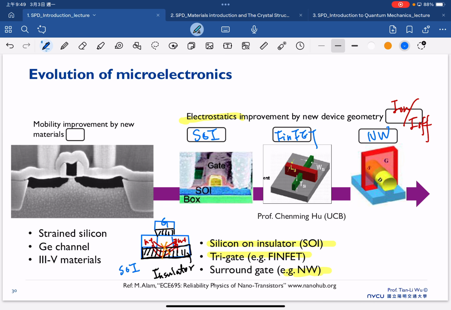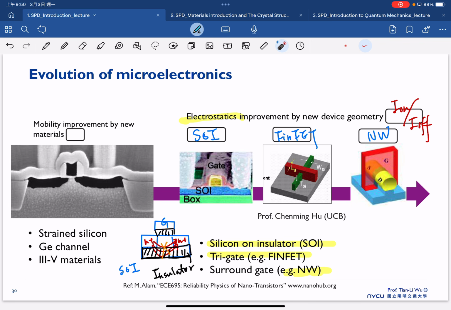And of course, there are still some problems with SOI. That's why SOI can only be used for certain technologies, but it cannot fully dominate all kinds of technology. Therefore, there's another proposal that we call the FinFET here. The idea for the FinFET is based on the tri-gate structure, which we will describe later. And then also, the very aggressive version of the FinFET becomes the nanowire.